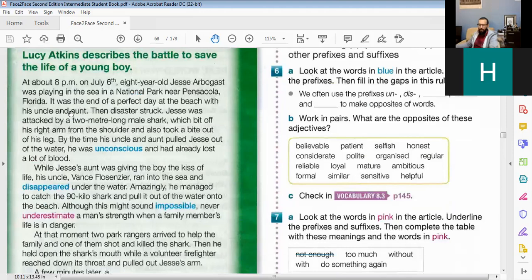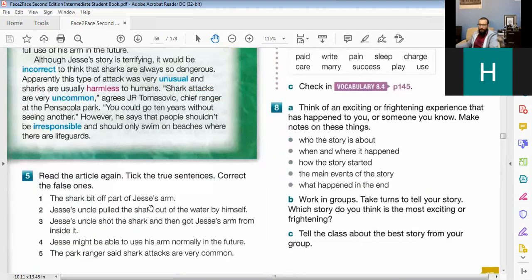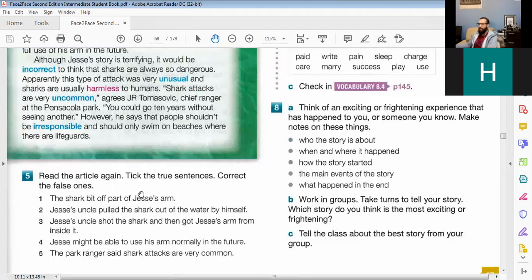Okay, now, enough talking about this story. Let's check a few questions. It says here, true or false? Let's see how much you remember. Number one, it says, the shark bit off Jesse's arm. Is this true or false?